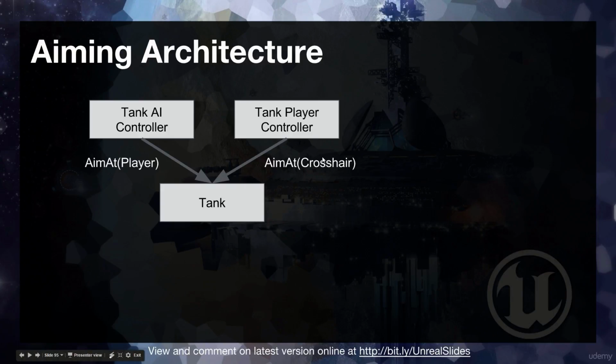But the bit that worries me more is how do we aim at the crosshair? We're going to have to do something like line trace through the crosshair on the screen and hit the world and check we're hitting the world and so on. Because it's a more challenging problem, I like to tackle those first because it's the most risky part of the project. So that's what we're going to look at next.